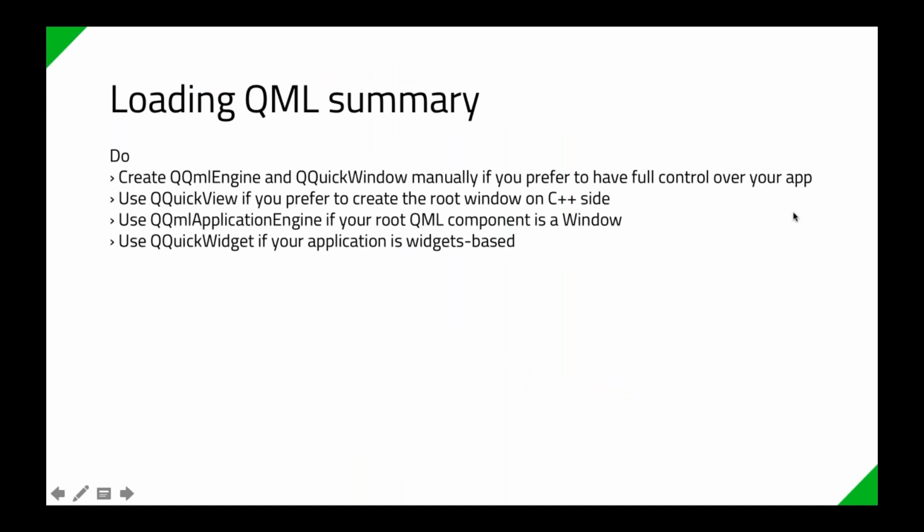Okay, and this is just a short review of how you should select the method of loading QML which would work best for you. Create QQmlEngine and QQuickWindow manually if you prefer to have full control over your app. Use QQuickView if you prefer to create the root window on the C++ side. Use QQmlApplicationEngine if your root QML component is a window. And use QQuickWidget if your application is widget-based.